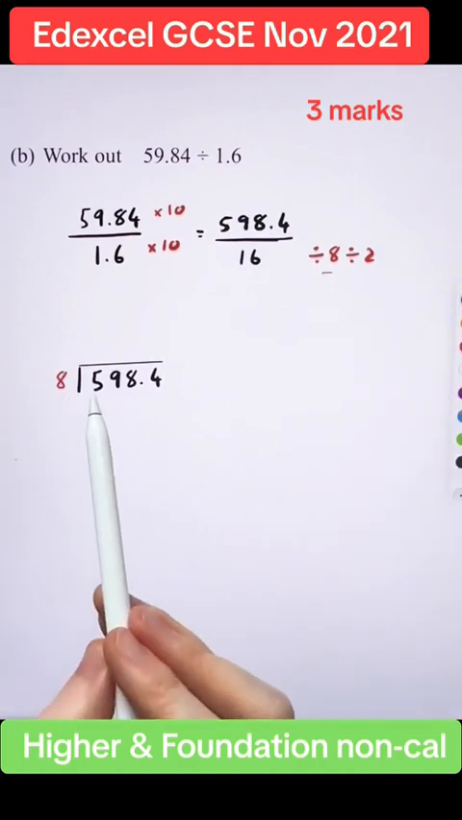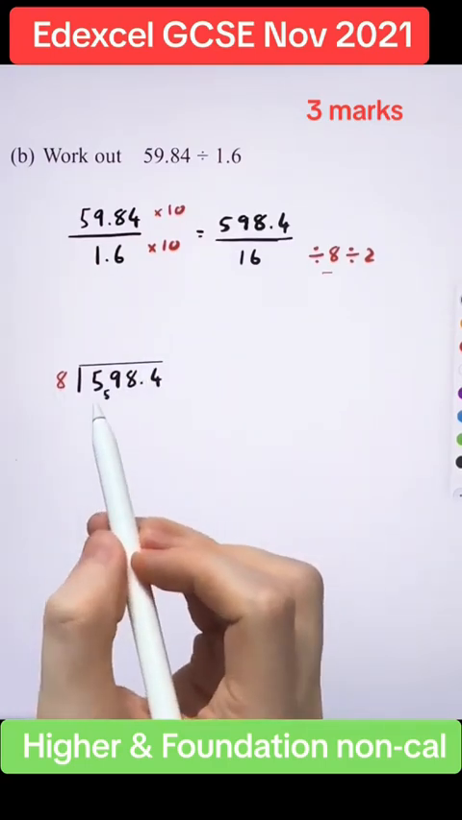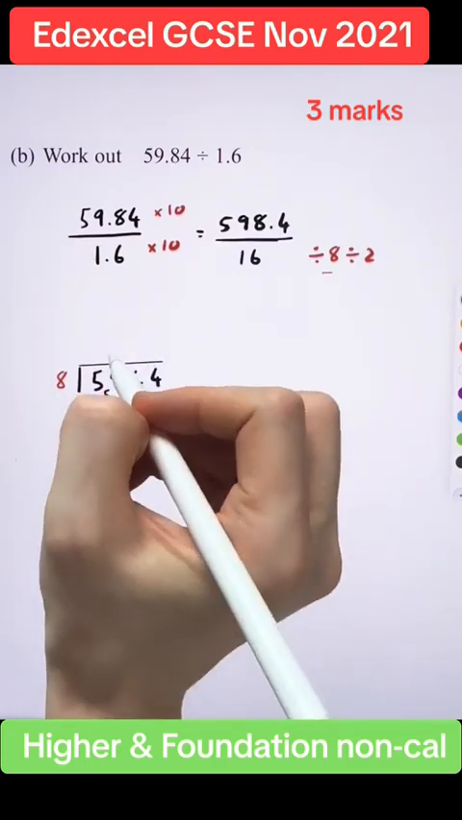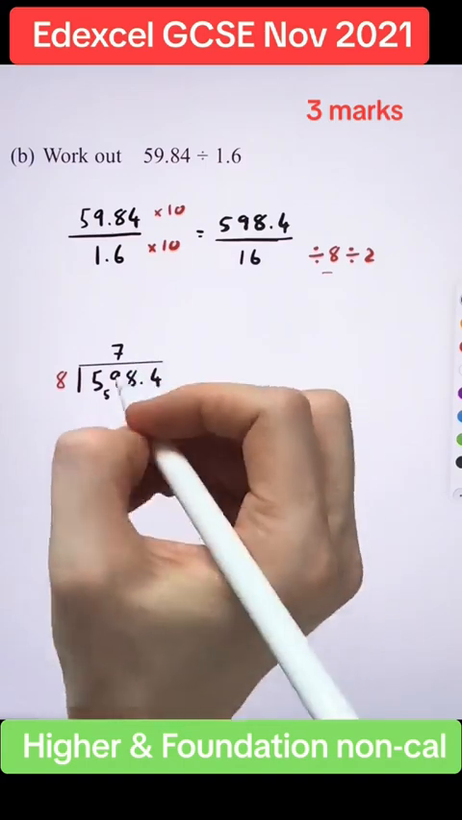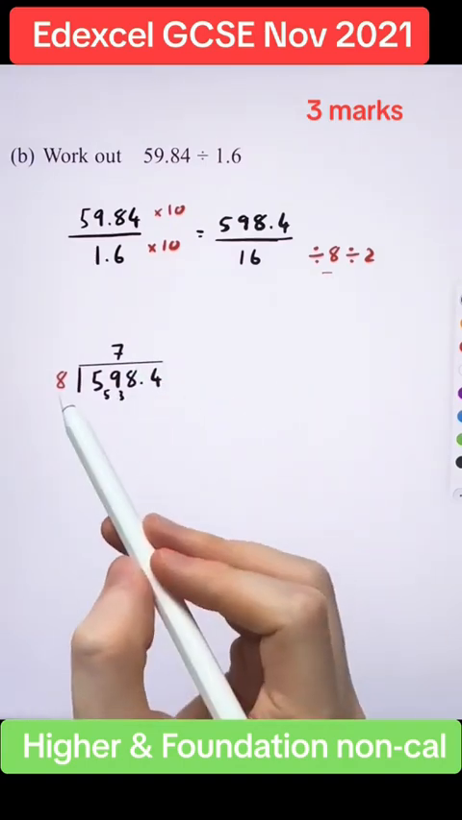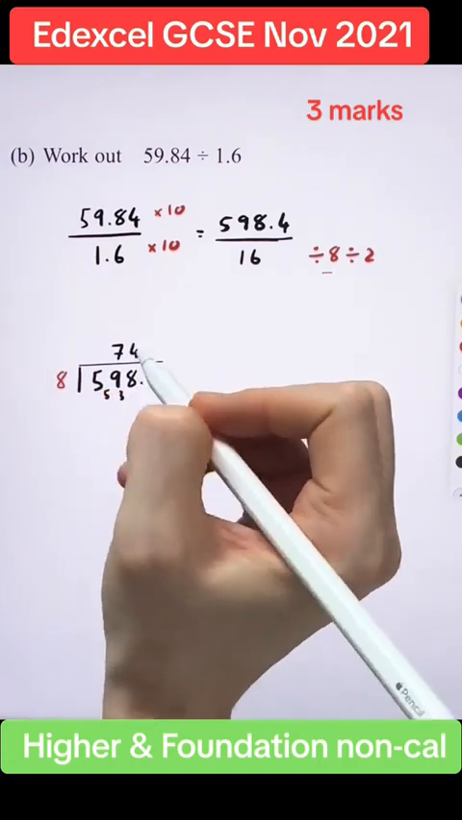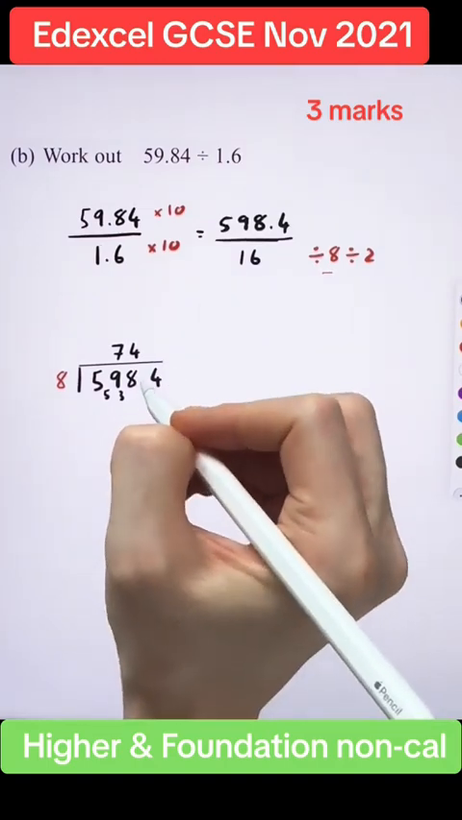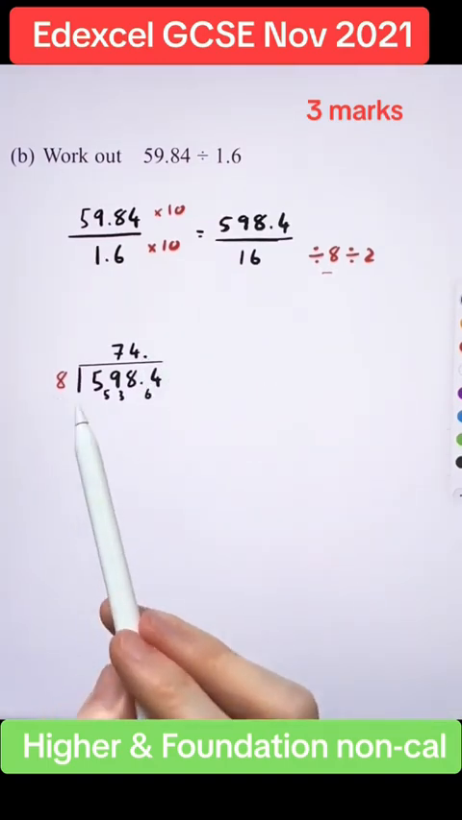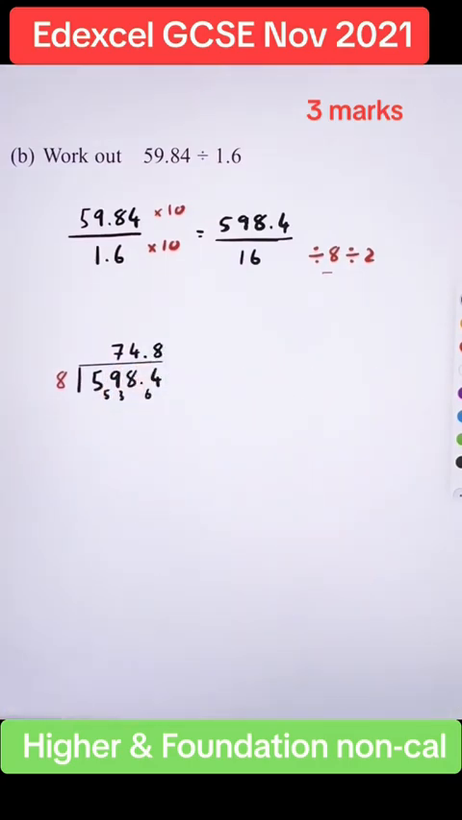How many times does 8 go into 5? Well, it doesn't, so I carry the 5. How many times does 8 divide into 59? Well, it goes in 7 whole times, as 8 times 7 is 56. And as I had 59, the remainder is 3, so I carry the 3. How many times does 8 go into 38? Well, it goes in 4 whole times, as 4 times 8 is 32. As I had 38, the remainder is 6. Always keep the decimal point fixed. How many times does 8 divide into 64? Well, it goes in 8 whole times, as 8 times 8 is 64.